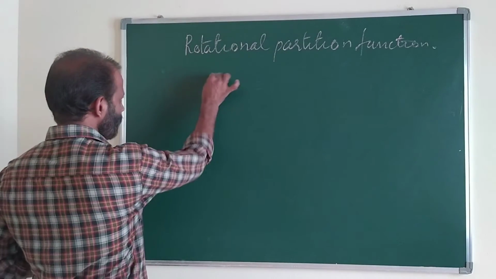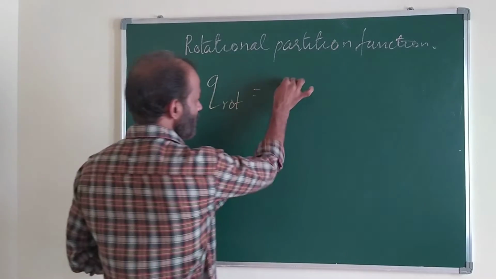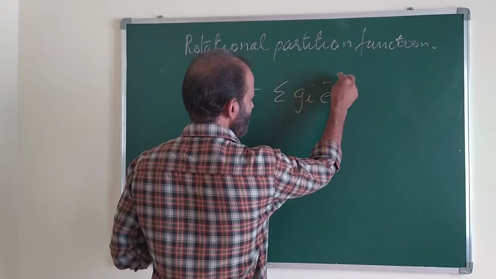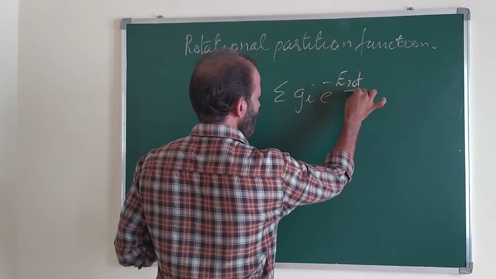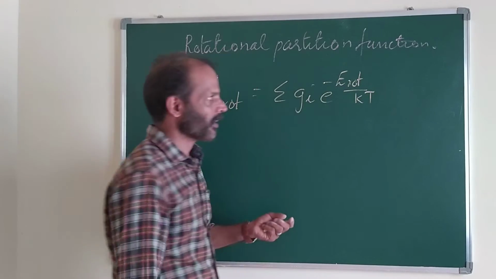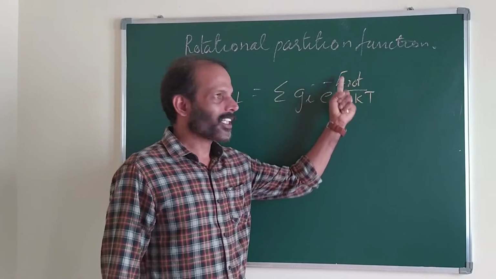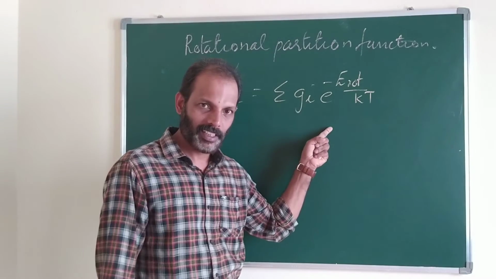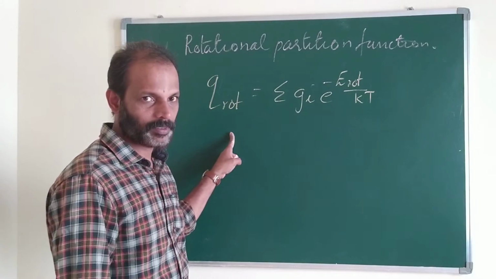You know, q rotation is equal to sigma g_i e raised to minus E rotation by kT. Here we are considering the rotational motion, so rotational energy is substituted in our partition function equation, and we get the rotational partition function.